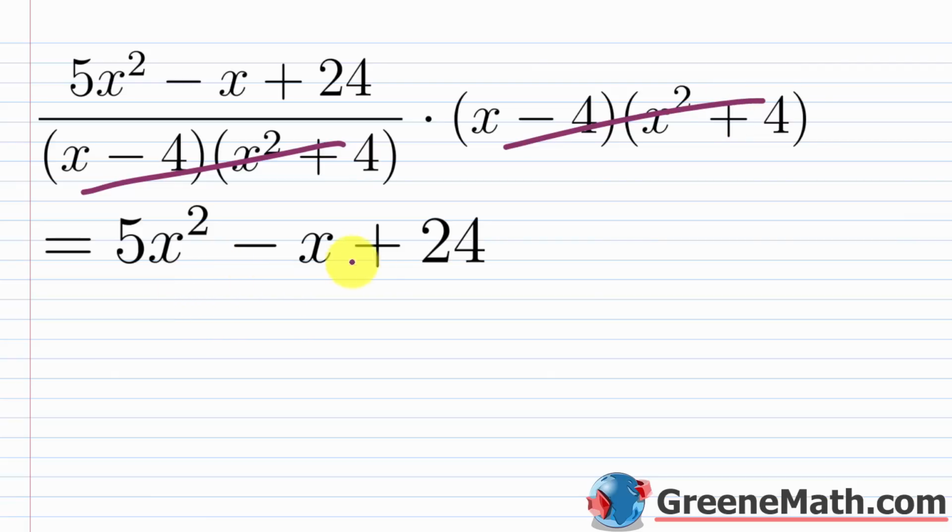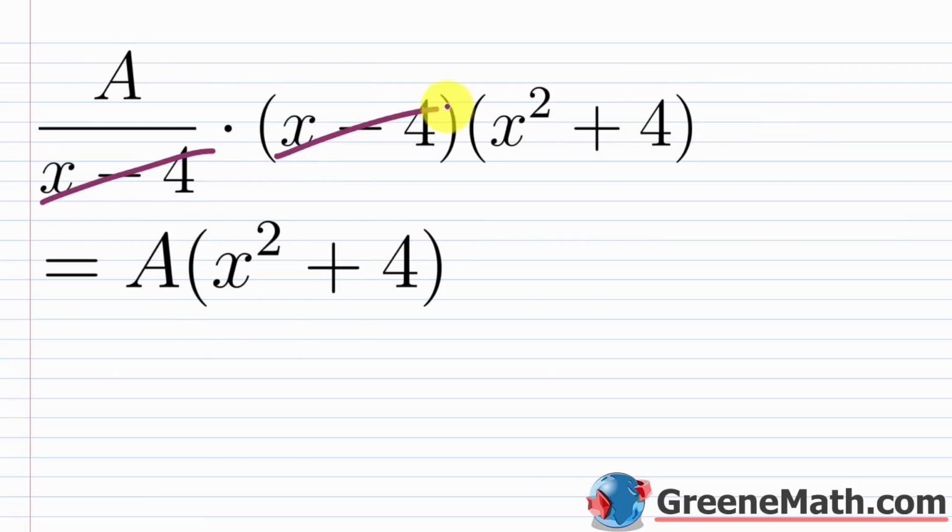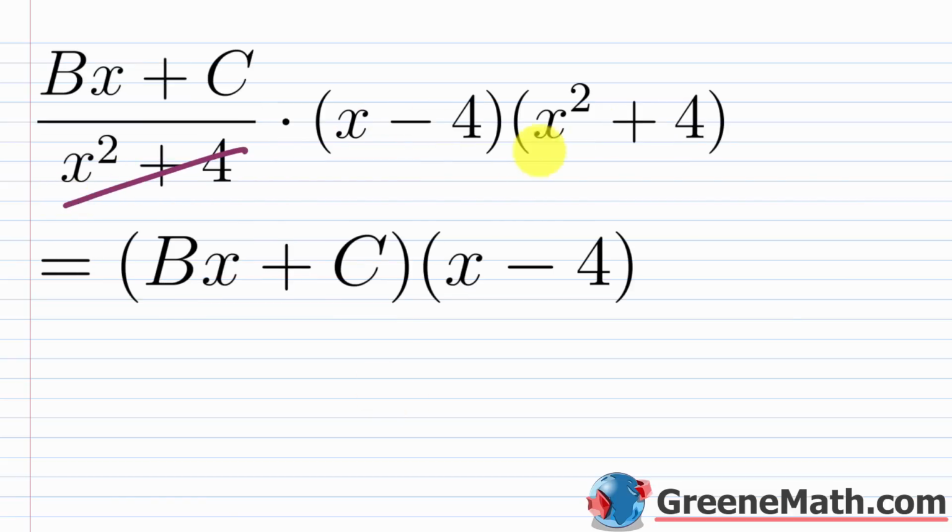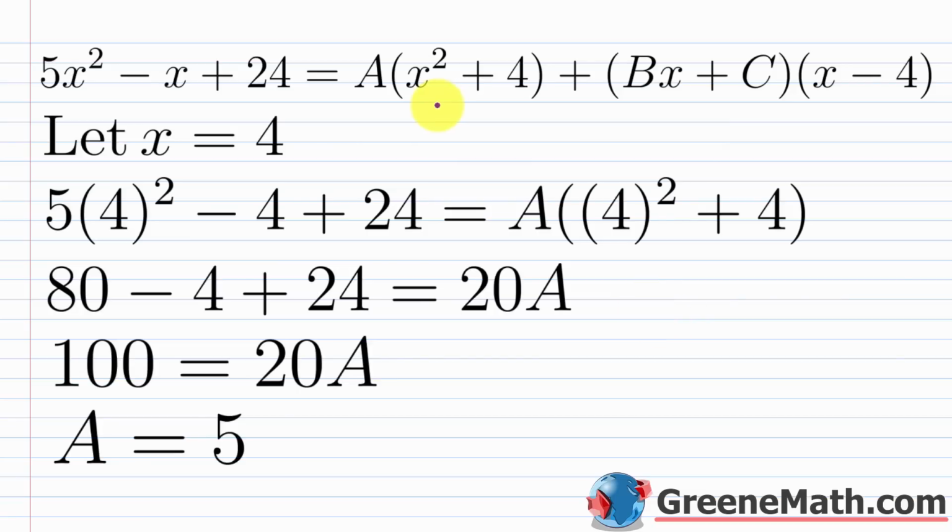That's 5x squared minus x plus 24. Then this would cancel with this, and so we get a times the quantity x squared plus 4. And then this right here would cancel with this right here. So you get the quantity bx plus c times the quantity x minus 4. Okay, putting everything together, this is what we're going to have.